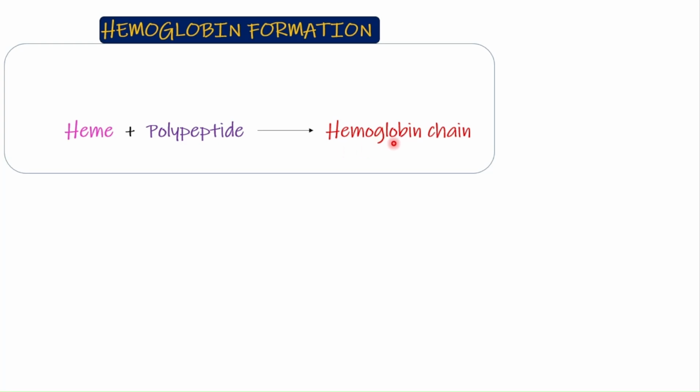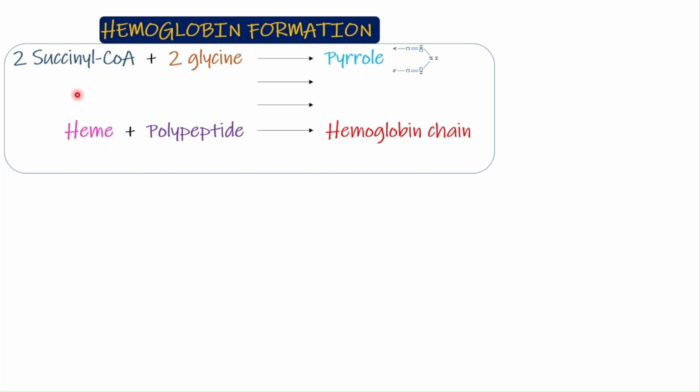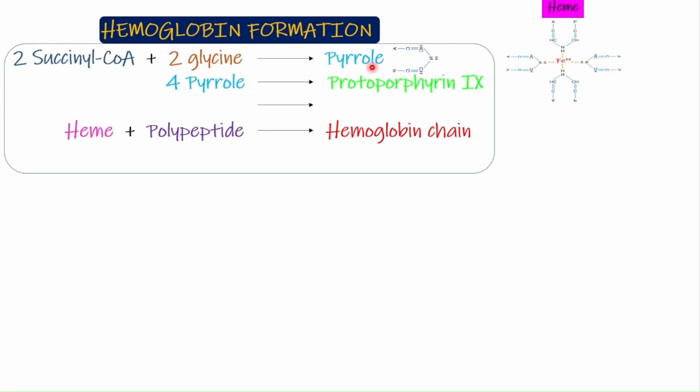A hemoglobin chain is formed by the combination of heme and a polypeptide, which is globin. Now, how exactly is heme formed? Heme is formed in 3 steps. The first step is 2 succinyl CoA combined with 2 glycine to form a pyrrole ring.